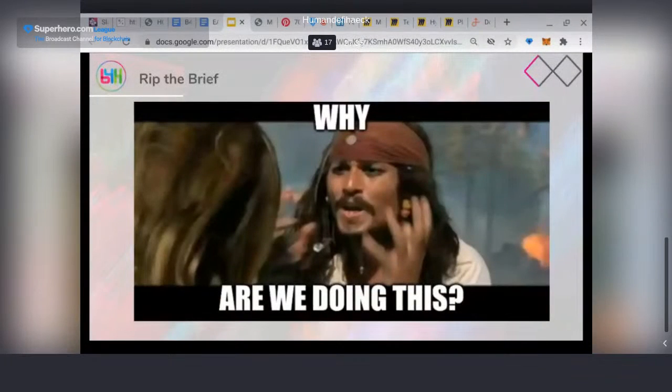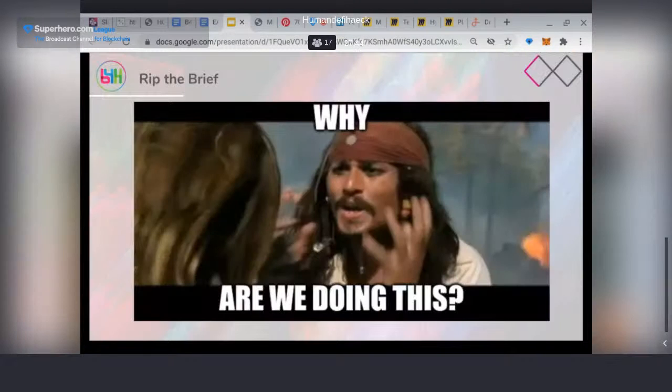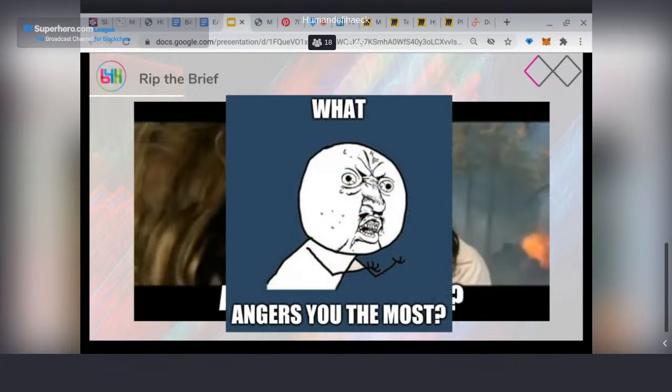So the first one is start with the why. Why are we doing this? What brings us here? What is the challenge? What challenge do we have in front of us? That is our starting point, and from that starting point, we need to continue questioning things.